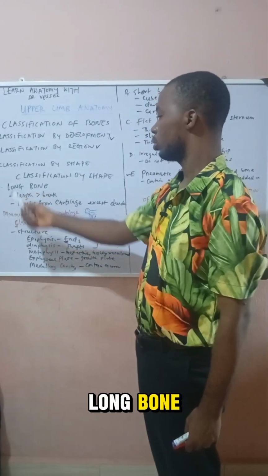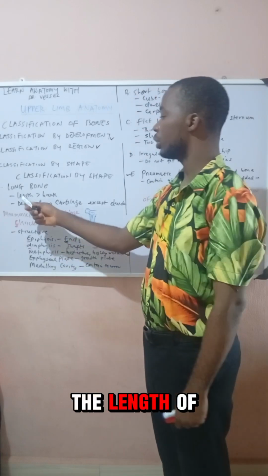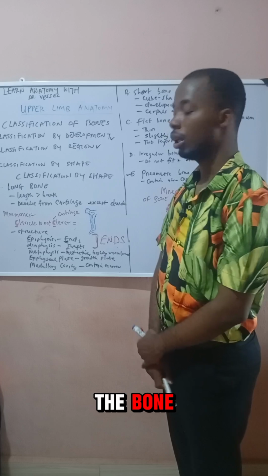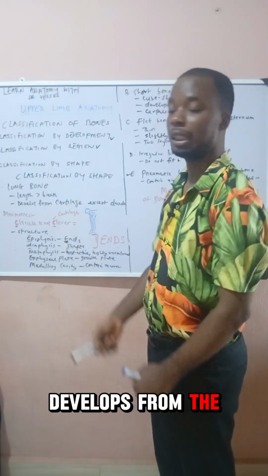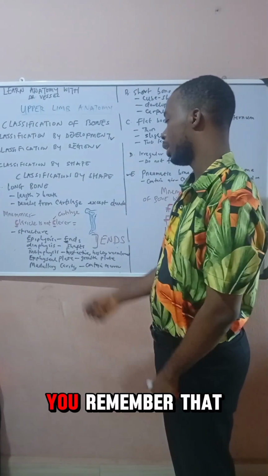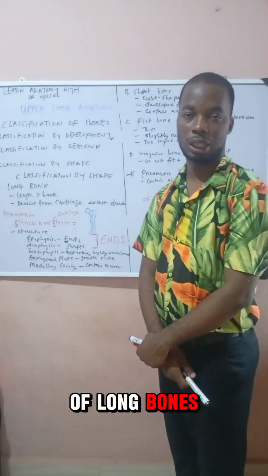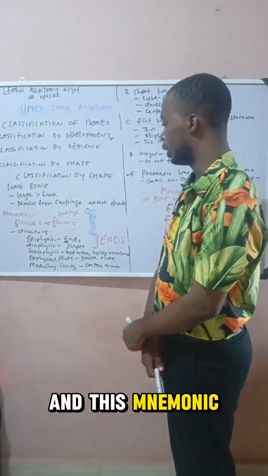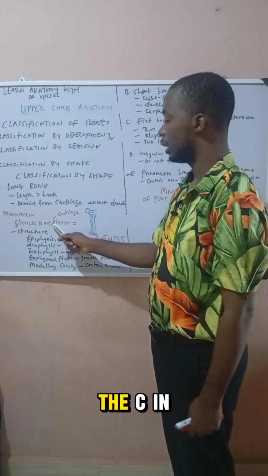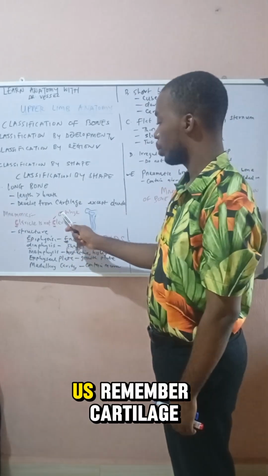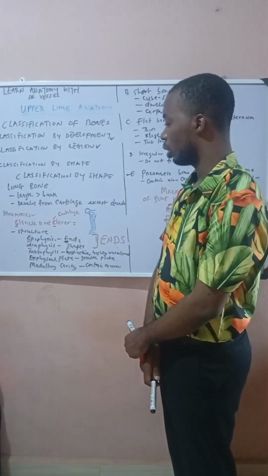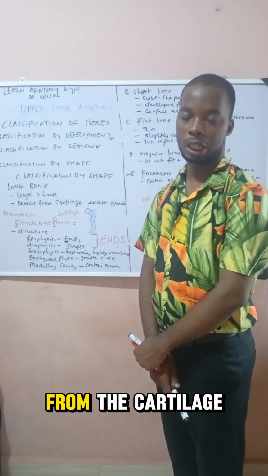Number 1, we have the long bone. In a long bone, the length of the bone is greater than the breadth. And this bone develops from the cartilage except the clavicle. Now, there's a mnemonic here that can help you remember that the clavicle is not part of the long bones that develop from cartilage. And this mnemonic is: clavicle is not clever. The C in clever can help us remember cartilage. So the clavicle is not part of the long bones that develop from the cartilage.